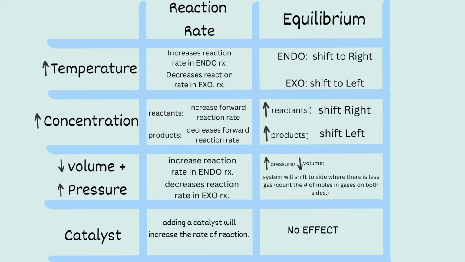Also, keep in mind, I didn't write the opposites of each other. So, for example, I'm assuming you understand that if we decrease the temperature for endothermic, it will shift to the left, and for exothermic, it will shift to the right, and so on.